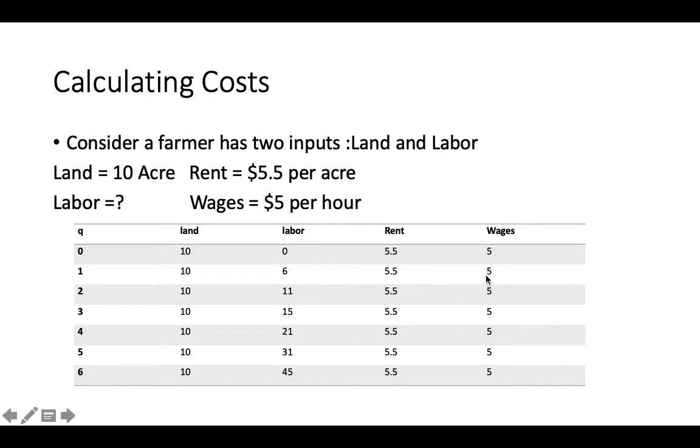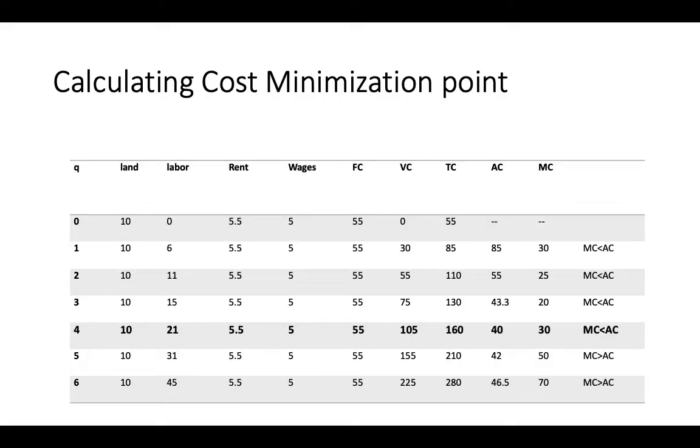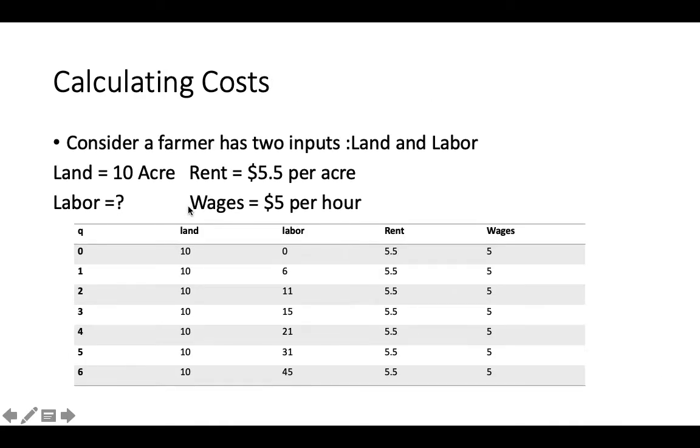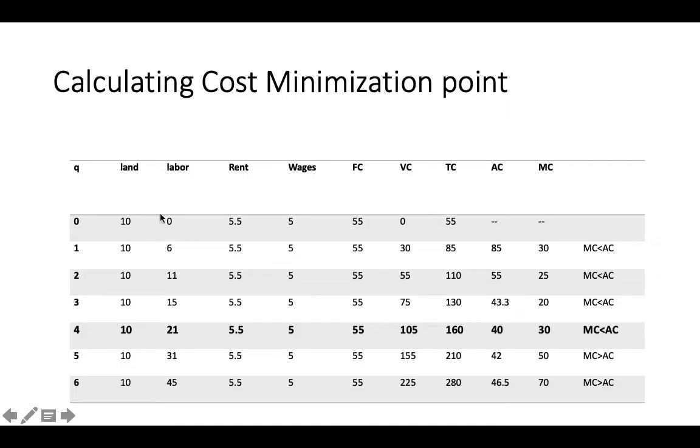Now, using this information, we are going to determine the cost minimization point, which is marginal cost equals average cost. Now, the same data which I have used before, I have mentioned again. Land, labor, rent, and wages are given. Now, from this given information, first we have to calculate the fixed cost, afterwards the variable cost, then the total cost, and then average cost and marginal cost.